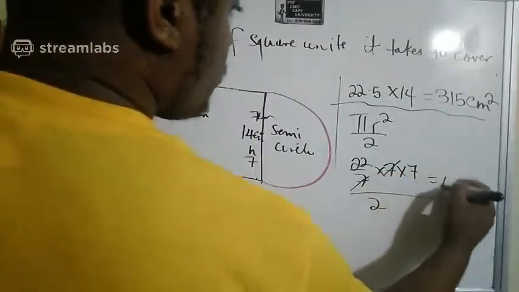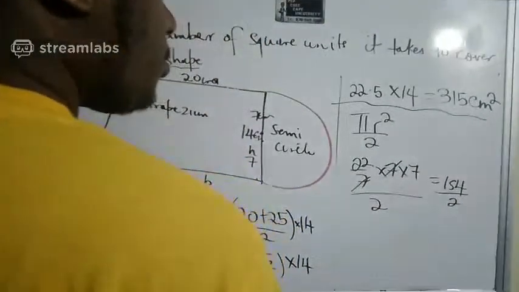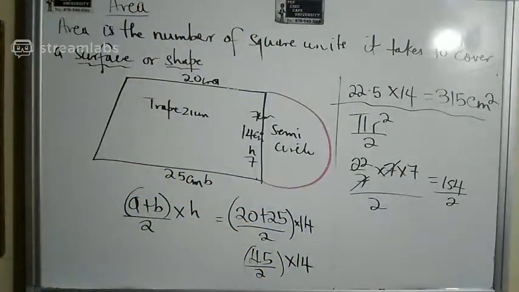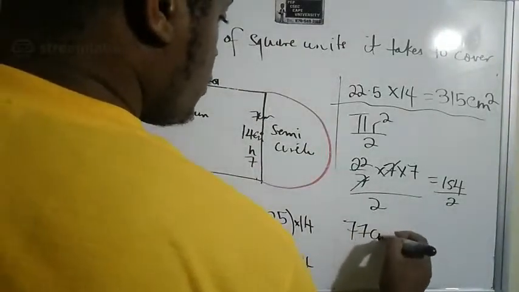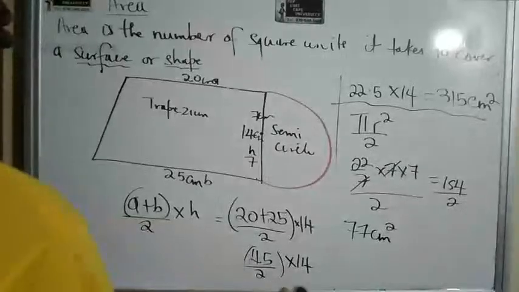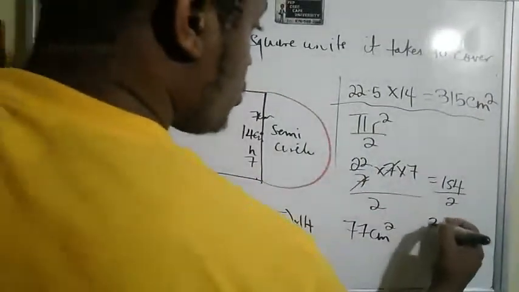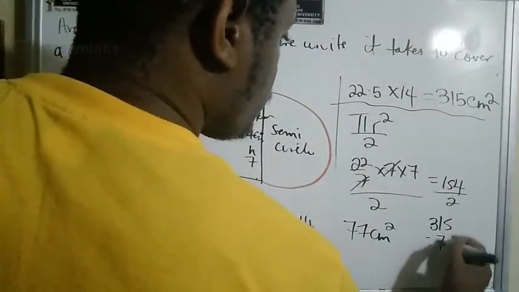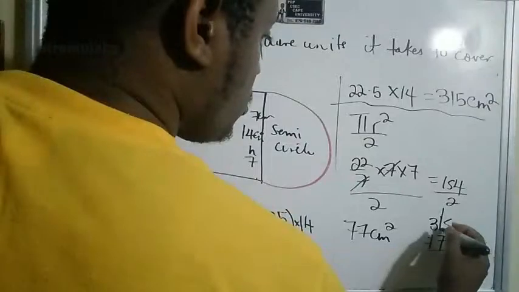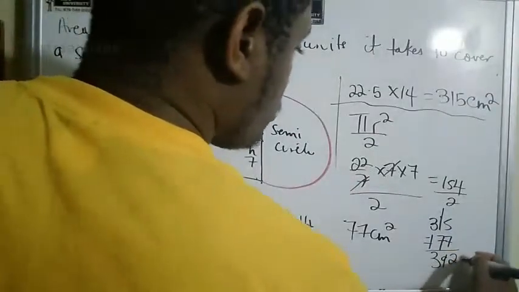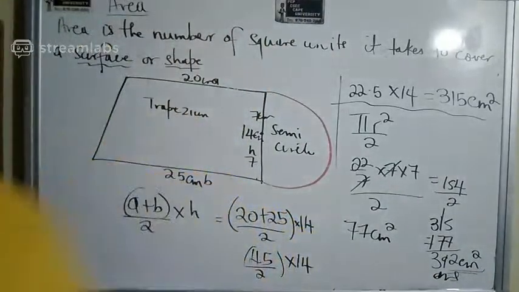So 154 divided by 2. So this works out to 77 centimeters square. So the total would be this plus this. So it's 315 plus 77, which is 392 centimeters square. That will be our answer.